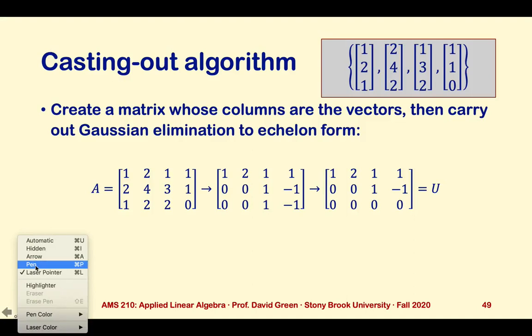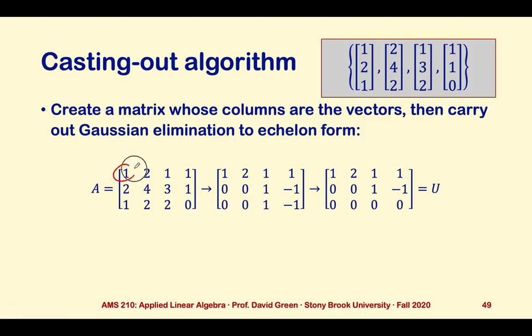Once again, we carry out Gaussian elimination, starting in the upper left, eliminating downwards. The second row, minus 2 times the first. 2 minus 2 is 0. 4 minus 4 is 0. 3 minus 2 is 1. And 1 minus 2 is negative 1. The third row minus the first. 1 minus 1 is 0. 2 minus 2 is 0. 2 minus 1 is 1. And 0 minus 1 is negative 1.